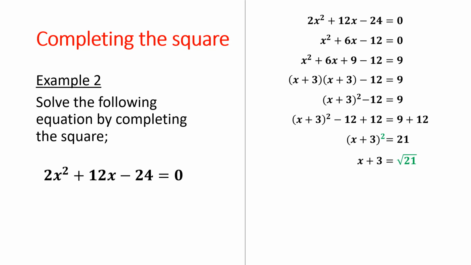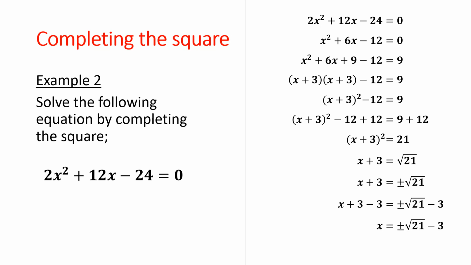But remember, when we square root something, we end up with a positive and a negative. There are 2 solutions to every quadratic. Now, if we subtract 3 on both sides to get rid of the plus 3, we're left with x is equal to plus or minus the square root of 21, take away 3.